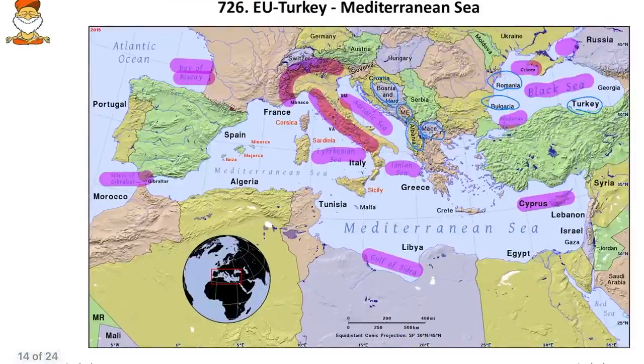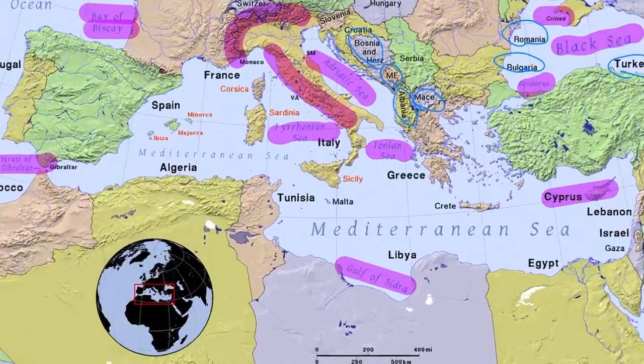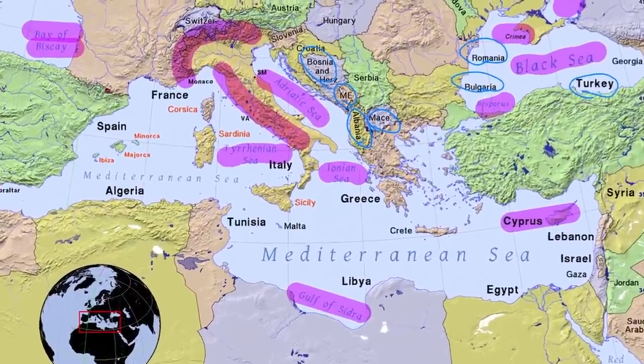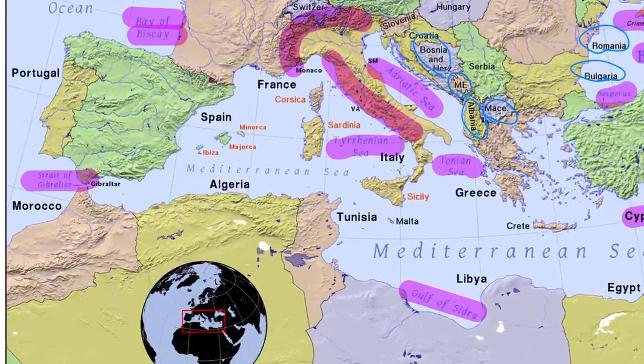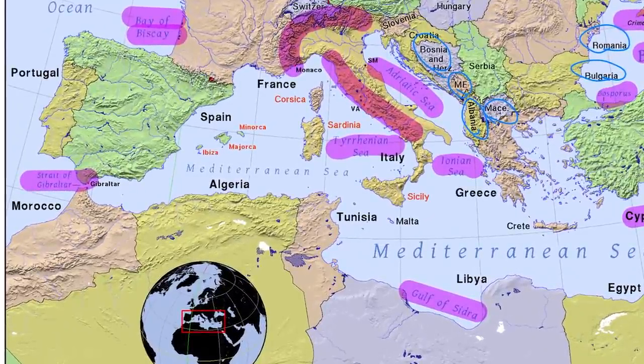Then come to next, the European Union and Turkey, basically the Mediterranean area. So friends, here almost all the seas and nations of the Mediterranean Sea area will be discussed. Firstly, we begin with the seas. So here we have the Bay of Biscay. Friends, the Bay of Biscay lies between France and Spain. So this fact we will remember. And then the famous Strait of Gibraltar we will remember. So friends, the Strait of Gibraltar is between Spain and Morocco. So this fact we will keep in mind.